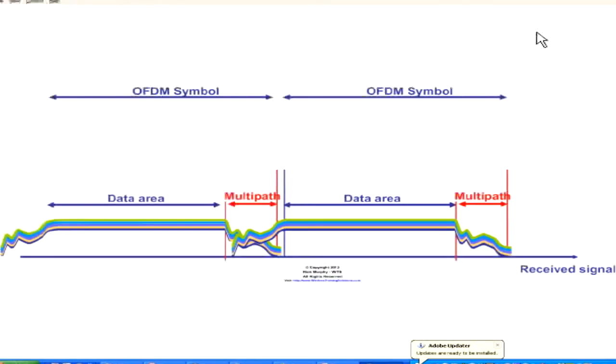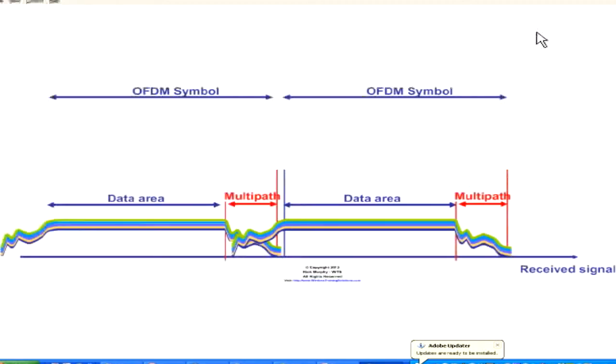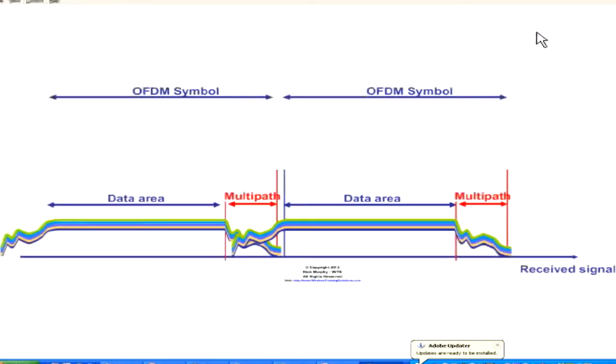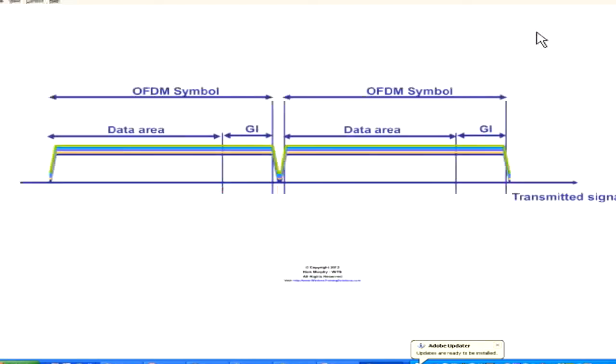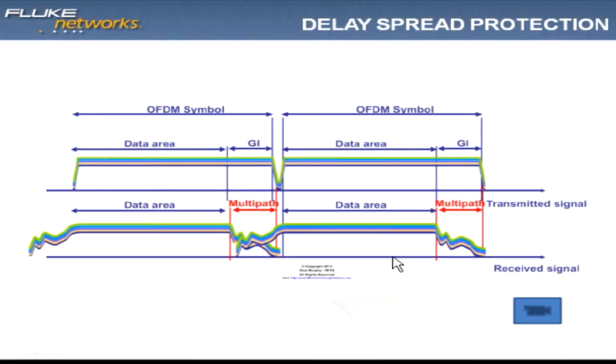There's a single adjustment that can be made. But remember what the effect of changing the guard interval might be, and that might be more collisions, more corrupted frames due to multipath fading. Okay, so let me close that and go back to our slides. Okay, so that's delay spread. That's the reason for the guard interval.